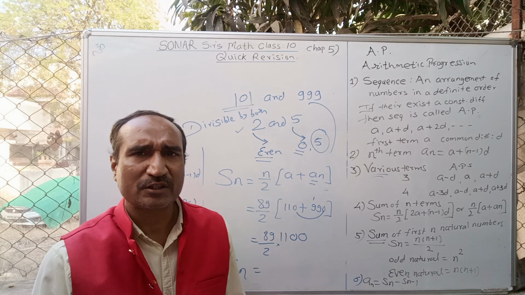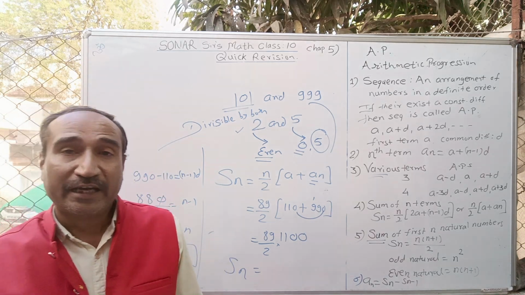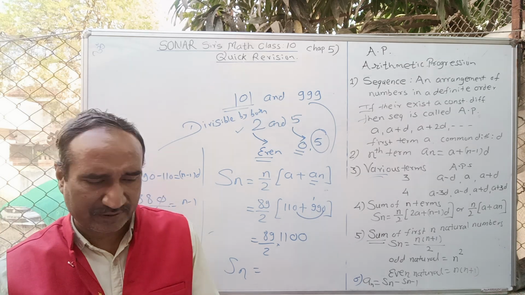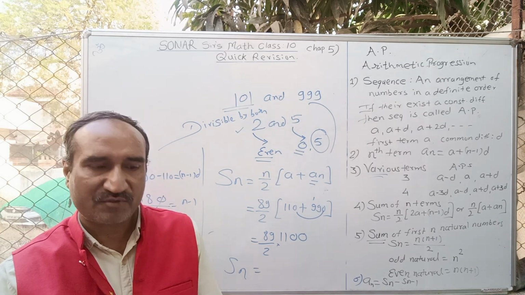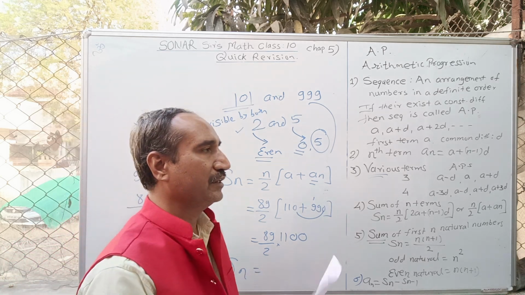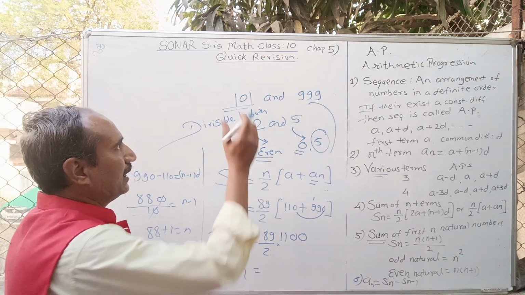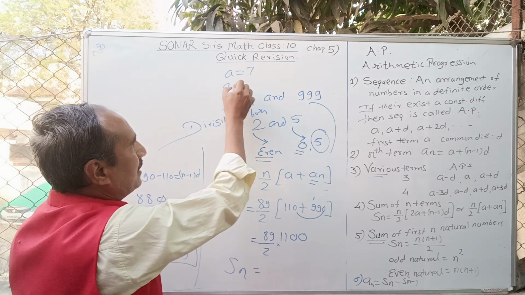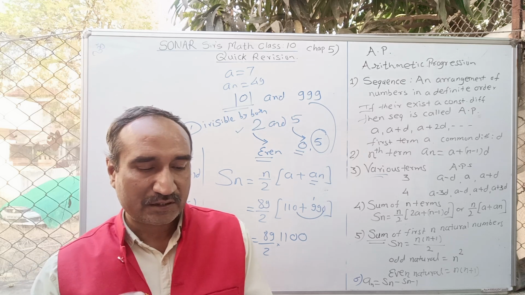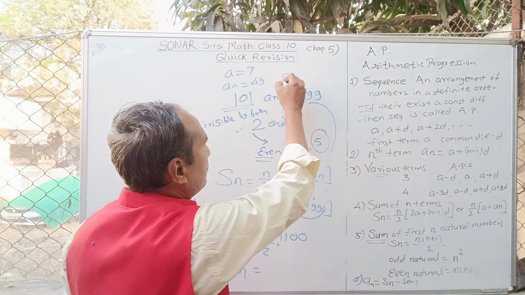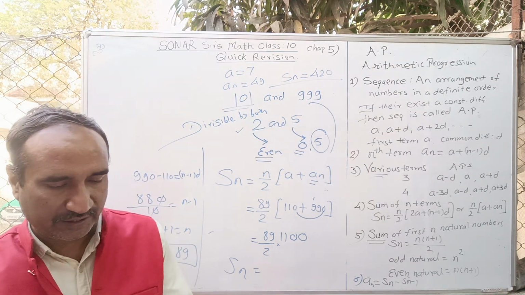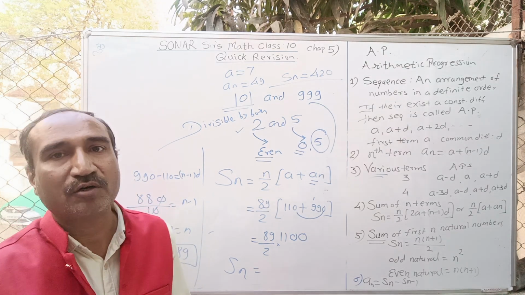So these types of questions are there in arithmetic progression. One more question for your practice I'm giving here. The first and last terms of an AP are 7 and 49. The first and last terms are given as 7 and 49. And if the sum of the terms is 420, at that time you have to find the common difference.